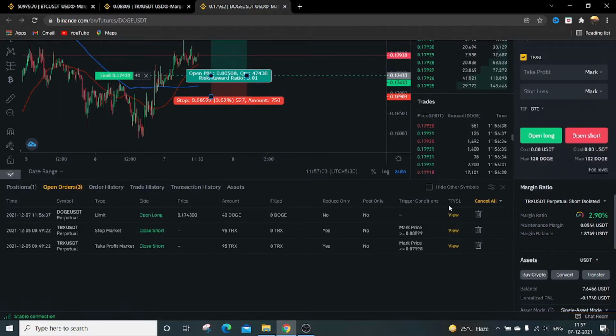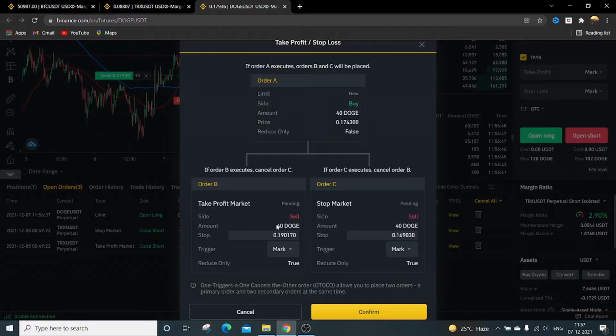And to see the stop loss and take profit, just click on view, it is TPSL view. Your whole order will be visible over here. That means the A order will be my base order, B order is for the take profit, and C order for stop loss. All the orders will be executed at the market price, so that's why it is written market over here.